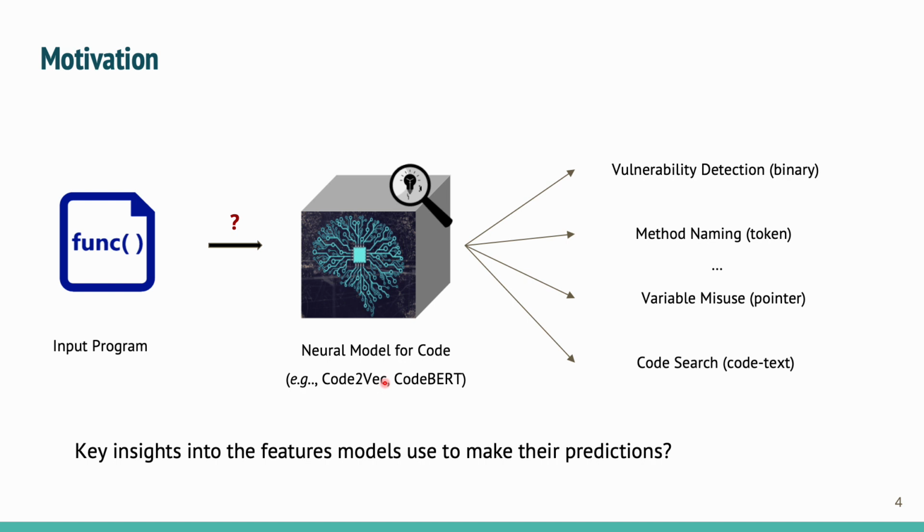Although deep neural models can handle a variety of software engineering tasks, one important concern is that they are opaque black boxes. We barely know what input features they actually learn from the program for making their target prediction. It becomes more challenging because different models process programs differently, use different neural architectures, and output differently based on the target task. Therefore, understanding and extracting key insight into the features that models use in making predictions has become an active area of research.